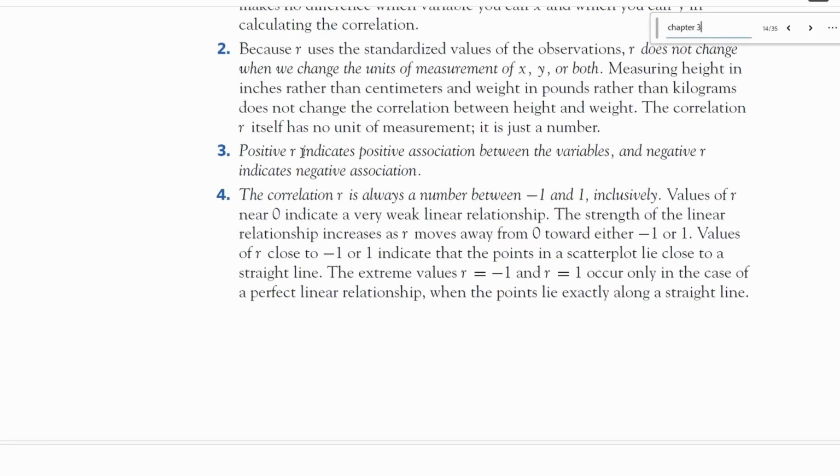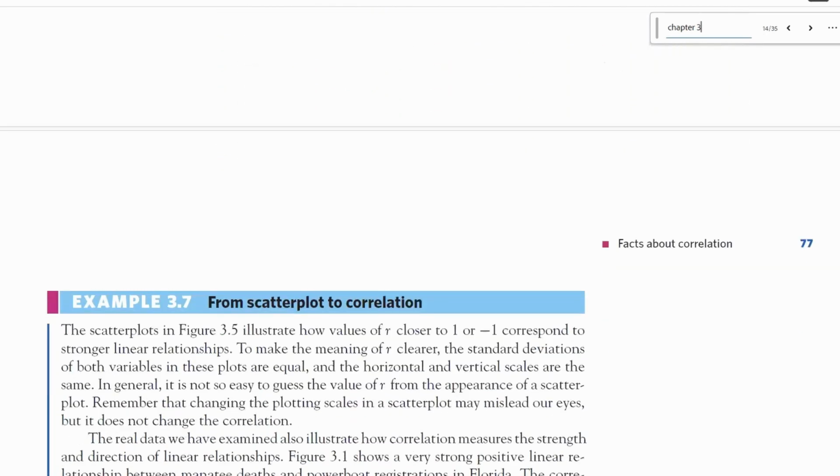What is Pearson R? A positive R indicates a positive association, a negative R indicates a negative association. Correlation is always between -1 and 1, right? Values of R near 0 indicate a very weak linear relationship. The strength of the linear relationship increases as R moves away from 0 toward either -1 or 1. It's all right here in the textbook.